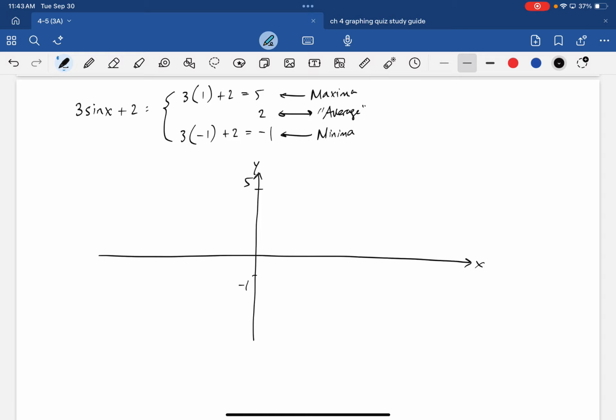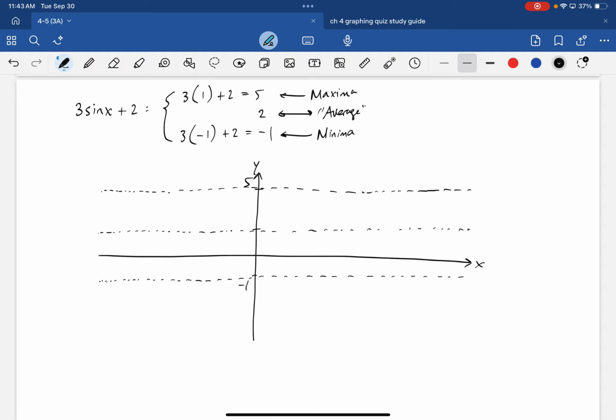Then I'm going to draw maybe a dashed line through 5, because that's my maximum. It's kind of like the roof of my sine function. It can't go over that, but it's always going to touch it. And then negative 1 is my floor, the minimum. And then my average is in between, that's at 2. That's the midline of my sine function.